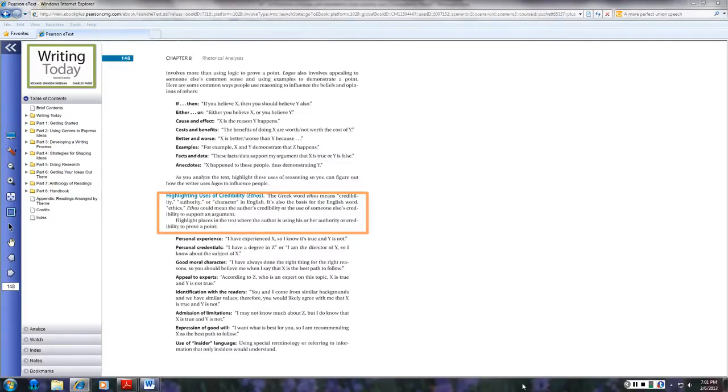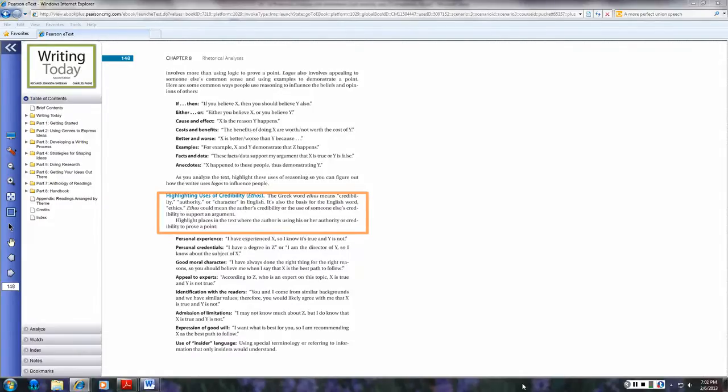First of all, the definition of ethos: credibility, authority, or character. It is also the basis for the English word ethics. So it is the author's credibility or someone else's credibility. When you are looking at your text, look and see when and where an author uses appeals to credibility.